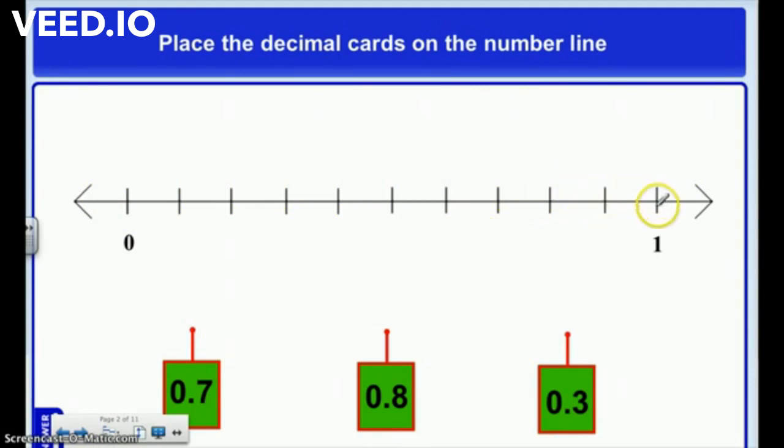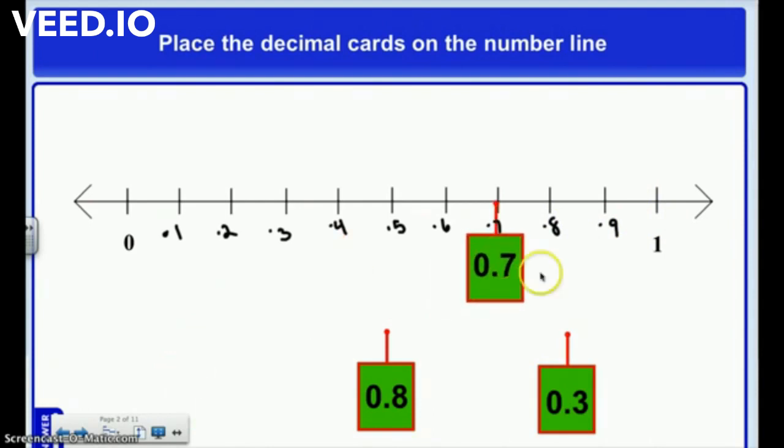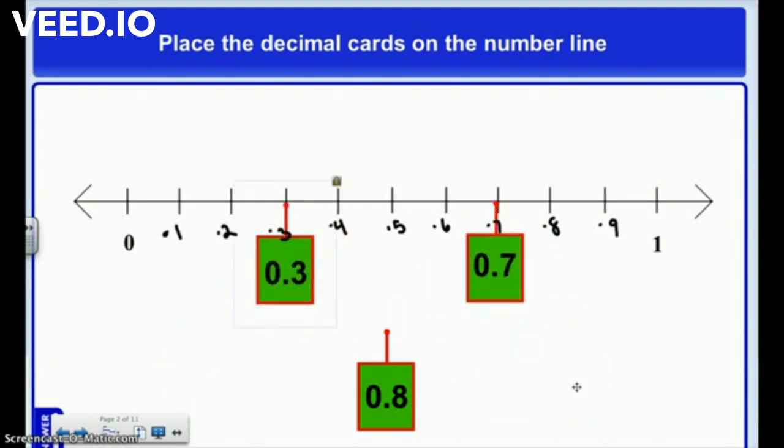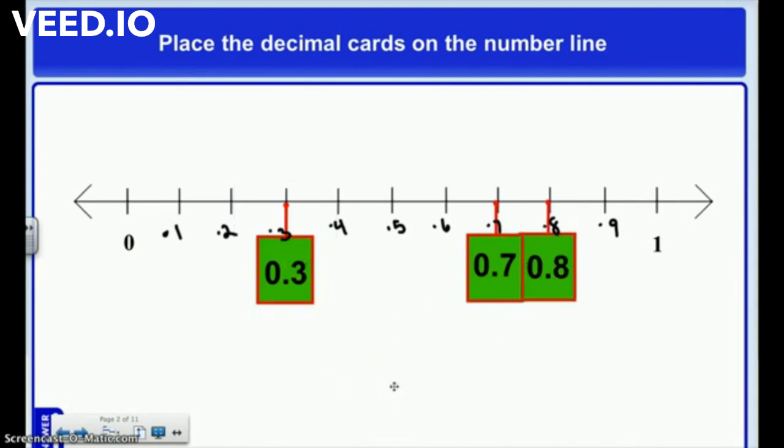and 10/10, that works. So I'm going to say this is 1/10, 2/10, 3/10, 4, 5, 6, 7, 8, and 9, and 10/10 would be one whole. Then I can place these decimals on the number line. So 7/10 would go right here, 3/10 would go here, and 8/10 would go here.